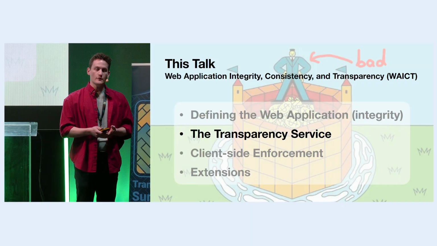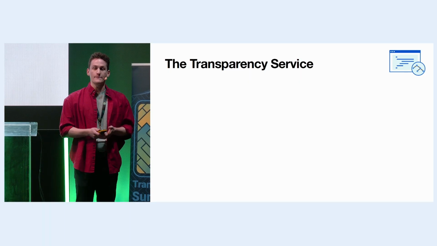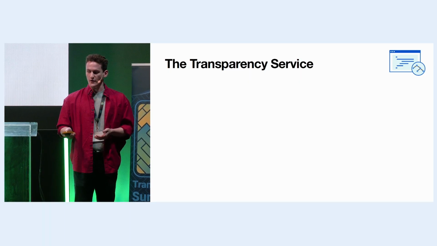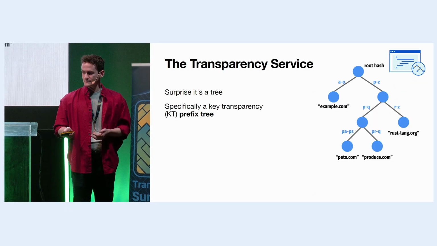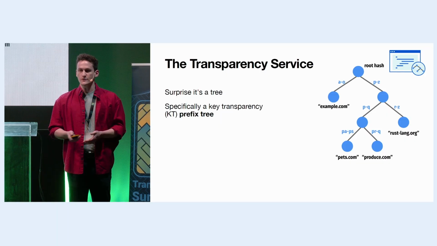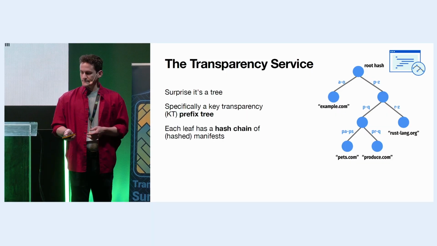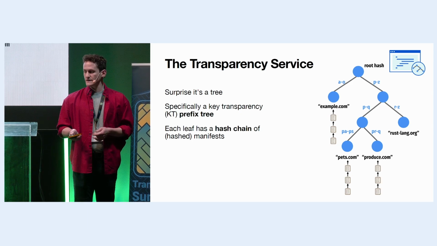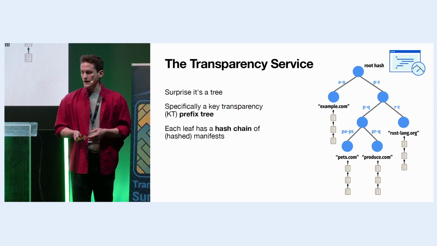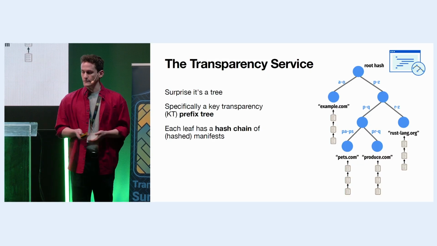So now we can talk about what the transparency service does. So the transparency service is a service that manages the main data structure of our transparency scheme, which, surprise, is a tree. Specifically, it is a prefix tree, aka a trie, which is a tree whose leaves are indexed by strings and are sorted by prefix. Each leaf has a hash chain of the manifests that have historically belonged to the website. And this hash chain is an append-only data structure. Some people use Merkle trees in this scenario, but hash chain also happens to work.